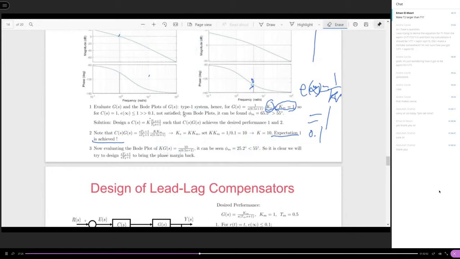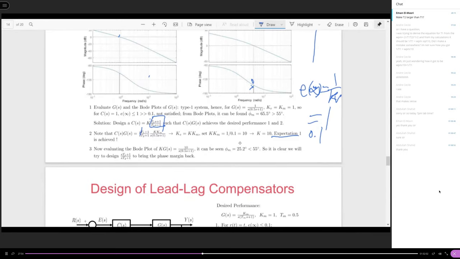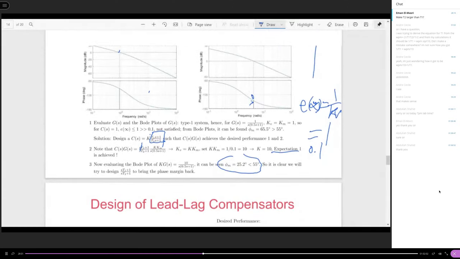Now it is clear that we can't touch the K anymore. But we still have the tool, this part: T1 S plus 1 over T2 S plus 1. We still have T1 and T2 to play with. So the purpose here is very clear. I want to find appropriate values of T1, T2 such that the phase margin is brought back to 55 degrees. Don't forget it.